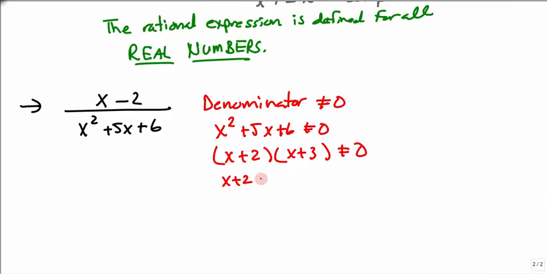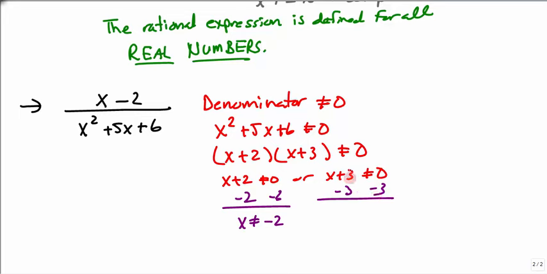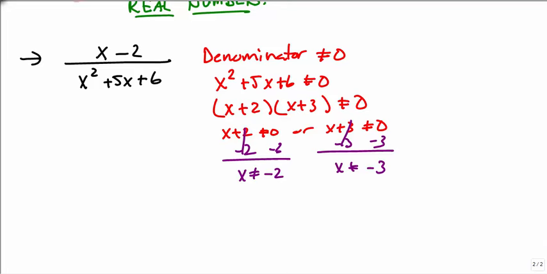So here I have x plus 2 cannot equal 0, or x plus 3 cannot equal 0. In this case, I'd subtract the 2 from both sides. x cannot equal negative 2. Subtract 3 from both sides. And I have x cannot equal negative 3. So here, I have to look at the values for which the rational expression is undefined as these two numbers.